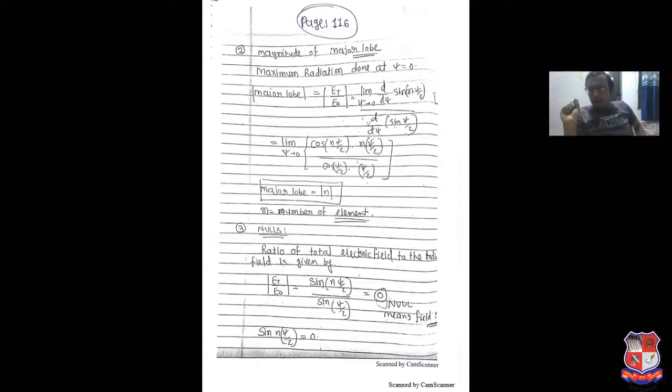Null. Null means what? 0 degree radiation, or we can say radiation equal to 0. It is known as null.